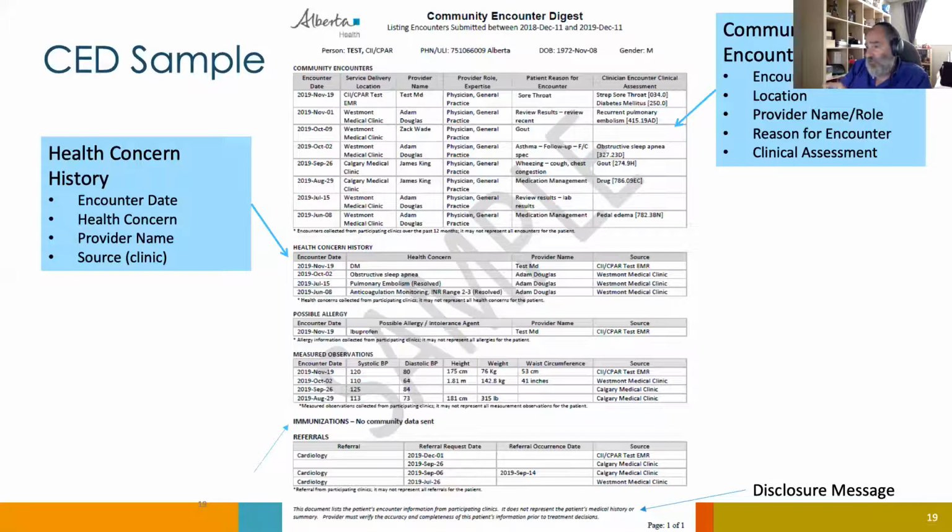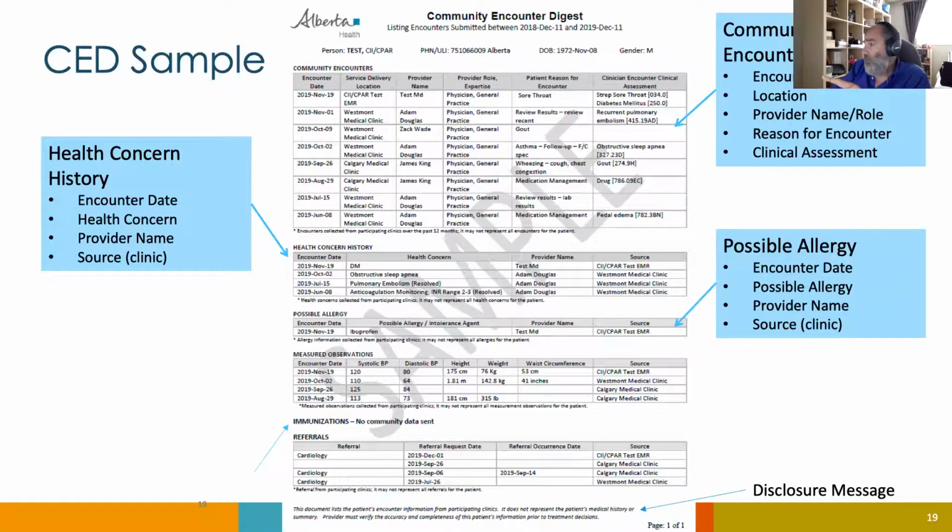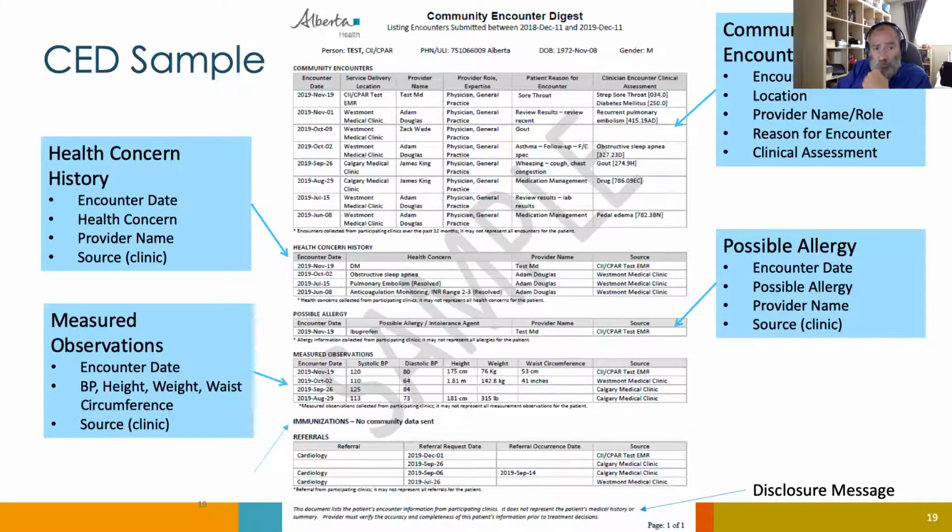Next is the health concern history. So if a new item is entered in the problem list, it ends up here, and I'll show you where that comes from in MedAccess as well. Possible allergies. The system doesn't identify confirmed allergies versus suspected allergies. It just knows if an allergy was entered during the encounter, it's going to populate it here. And of course that comes from the allergy section of MedAccess. I'll show you in a minute.